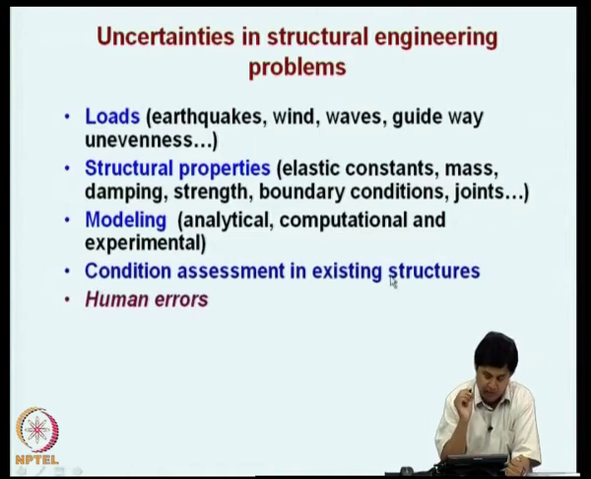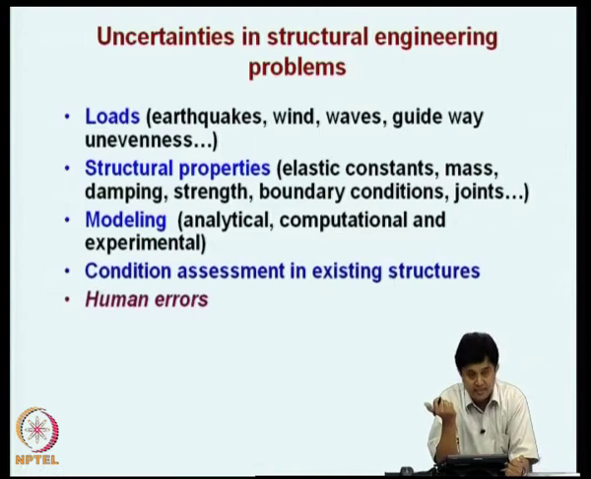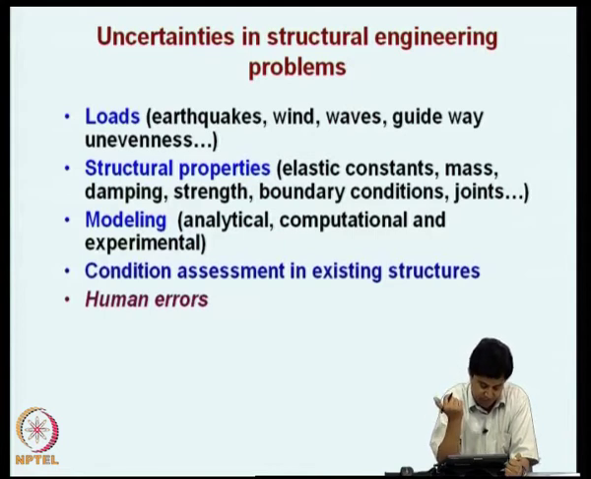There is another area of modern structural engineering, namely condition assessment of existing structures. Here again there are uncertainties of a slightly different kind. The uncertainties here are on measurement of properties of the structure as it exists, measurement of the response of the structure to applied actions, the level of degradation that has taken place in the structure because the structure has existed for several years before we are actually assessing its condition, and so on and so forth.